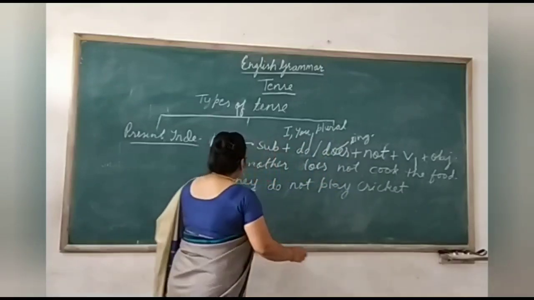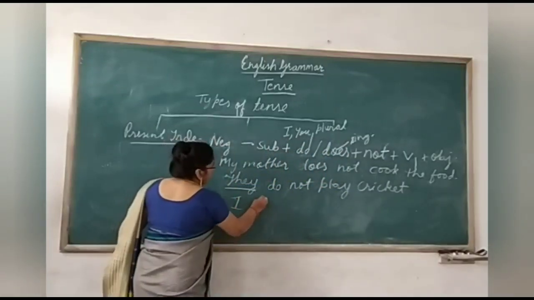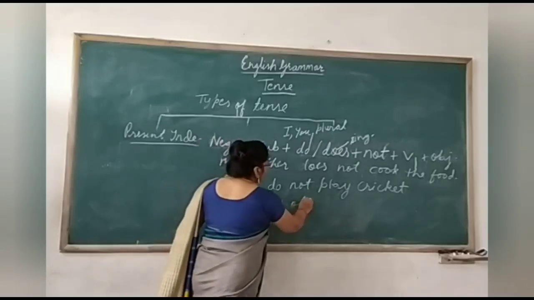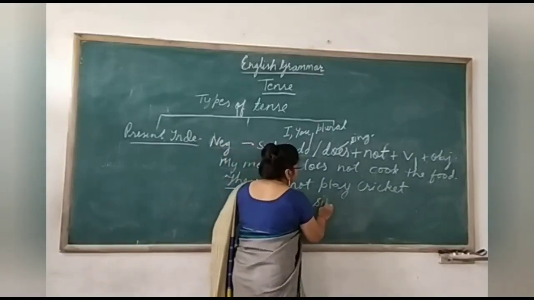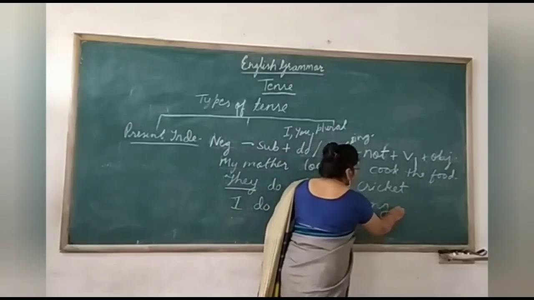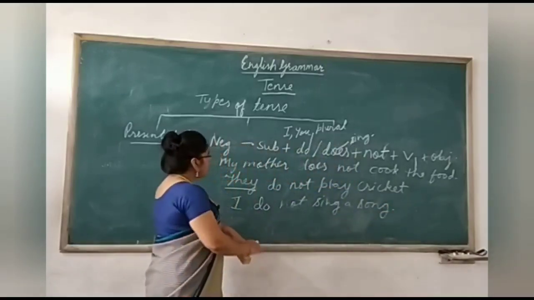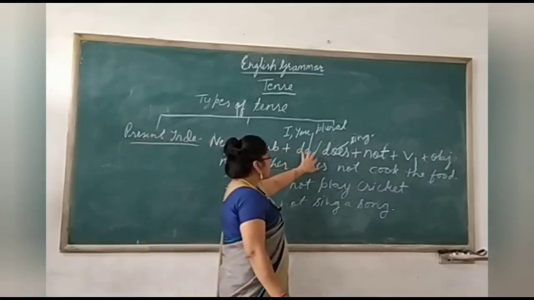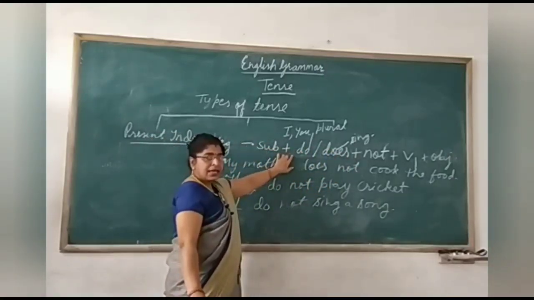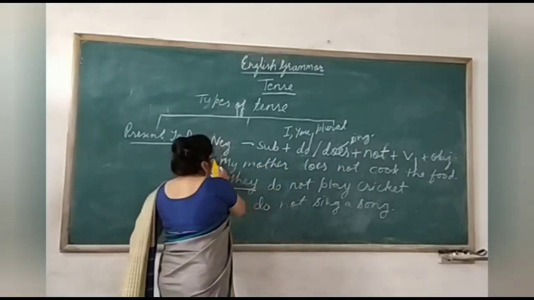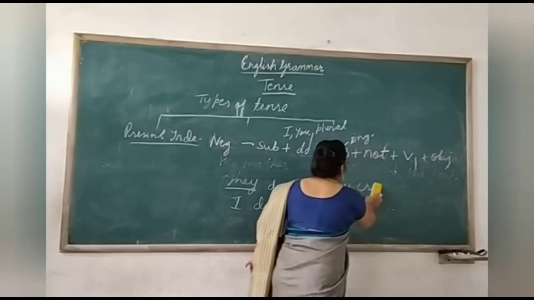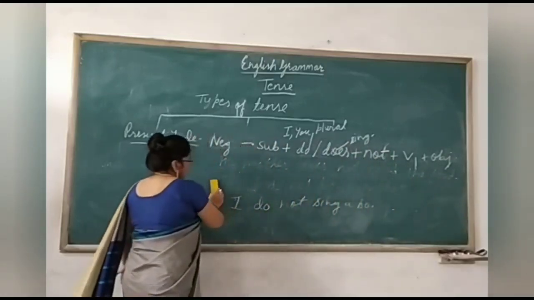Clear? If I take I, again do. I do not sing a song. Clear? This is the negative structure of present indefinite tense. Clear? Now let us learn the interrogative structure of the present indefinite tense.